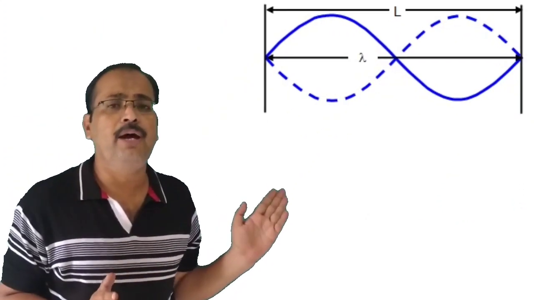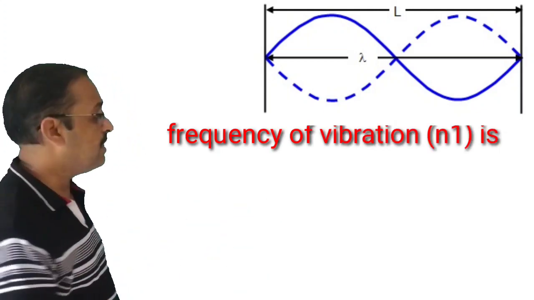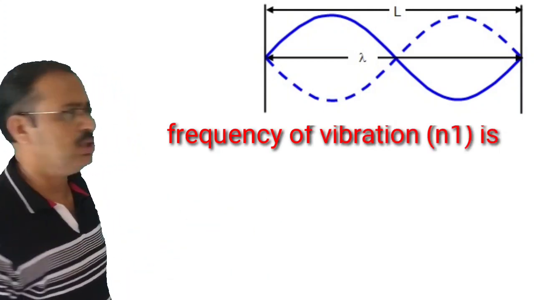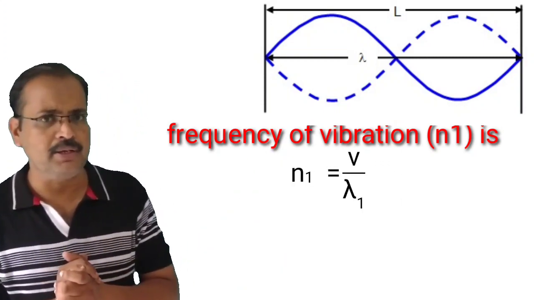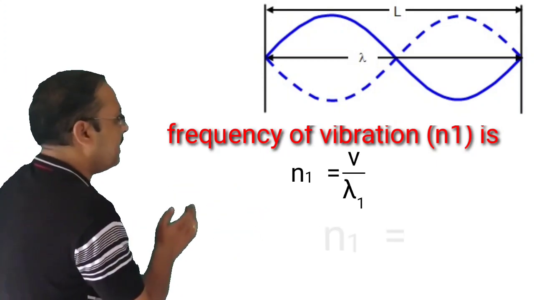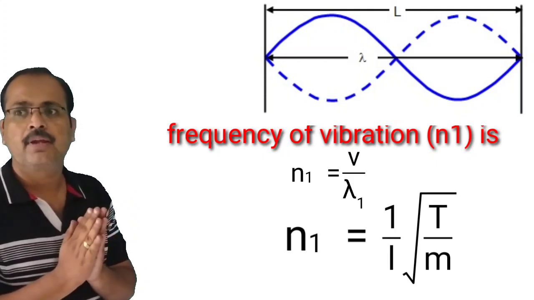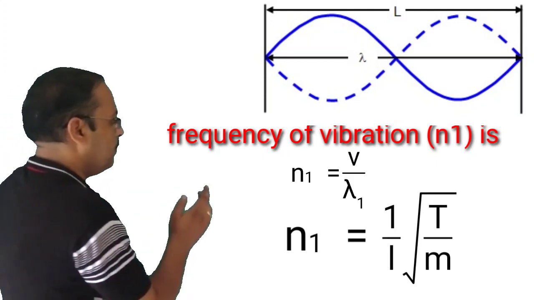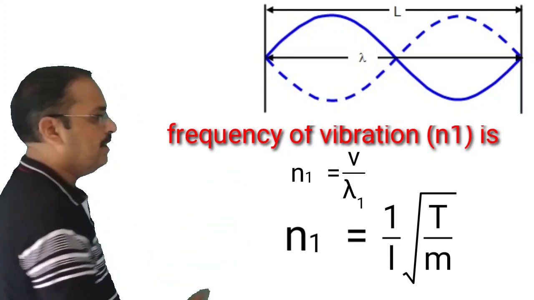The frequency of vibration N1 is given by N1 is equal to V upon lambda 1. By putting the value of V and lambda 1, we get N1 is equal to under root T upon M upon L.